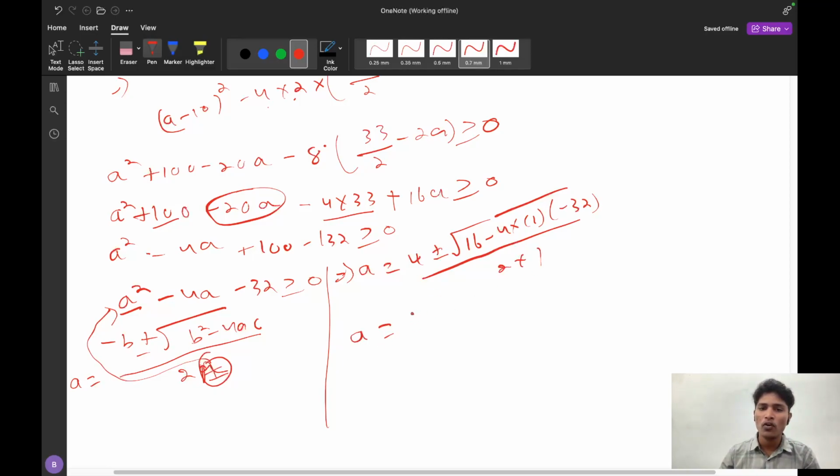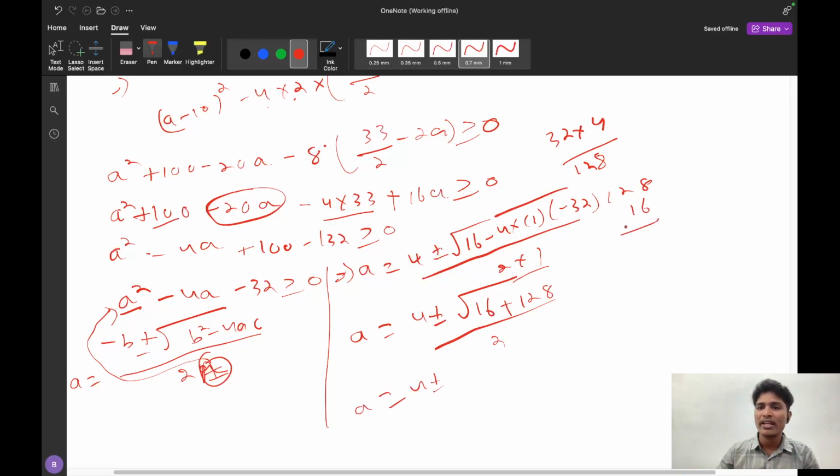A equal to 4 plus or minus root of 16 minus, minus into minus, here it is plus. Here we have to find 32 into 4. 32 into 4 is 4 2 is 8, 4 3 is 12, 128. Yes, divided by 2. So a equal to 4 plus or minus root of 128 plus 16. It is 14, 3 4, 144. So root of 144 divided by 2.